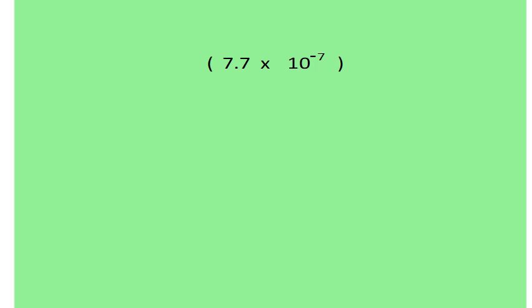Because we have a negative exponent on this, I will start by writing down the 7.7, and because it's a negative exponent, I know it's going to be a decimal. So I will be moving my decimal point to the left. And in this case, I'm going to move it 7 spaces. 1, 2, 3, 4, 5, 6, 7. I put zeros in for all of those spaces.